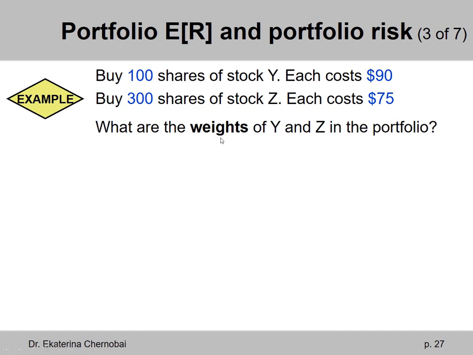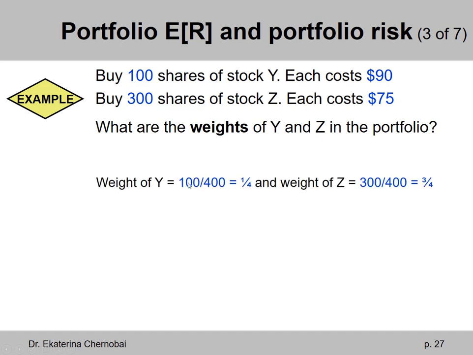You're buying shares of stock of company Y and shares of stock of company Z. You're buying 100 shares of stock Y. Each share costs $90. And you're buying 300 shares of stock Z. Each share costs $75. What are the weights? In which proportions are you buying shares of stock from Y and Z?